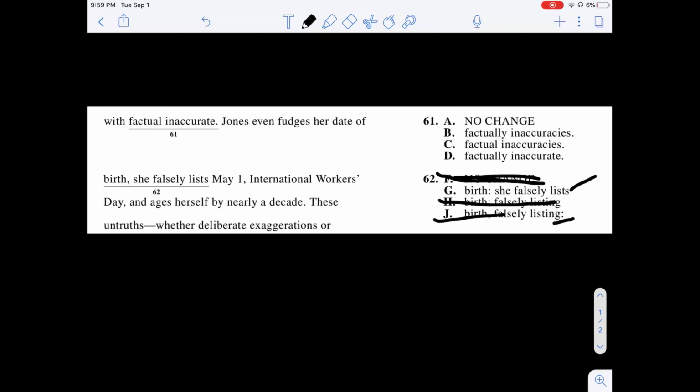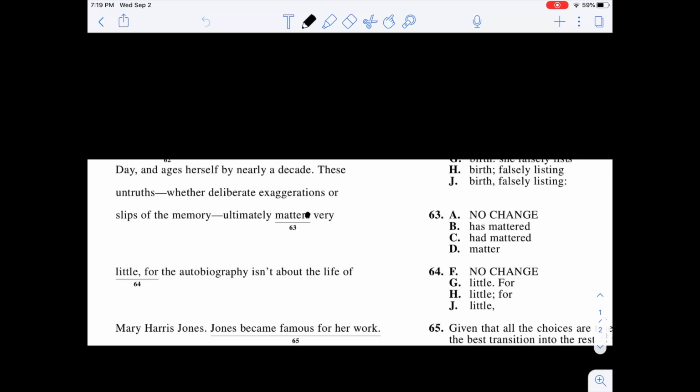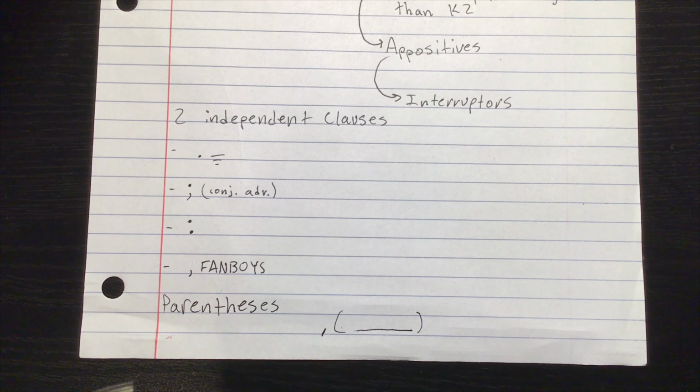So finally, by process of elimination, we have G, and also G is grammatically correct because it has the colon separating the two, and it didn't delete the "she." So there you go. And then if you want to, there's another one about dividing up two independent clauses, number 64. So pause the video and work that one out if you'd like. Otherwise, we'll keep moving. Parentheses and commas.